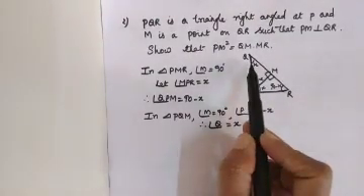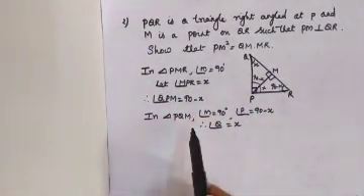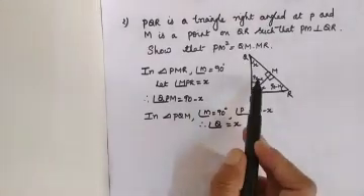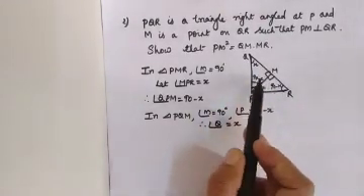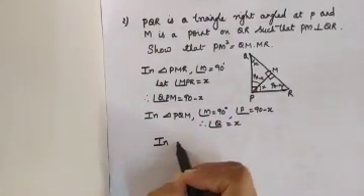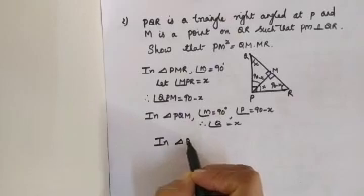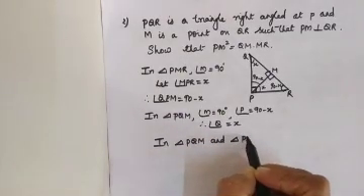So if this is 90 minus x, the other will be x. So you have got all the angles now here. Now you have to take these two triangles and prove that they are similar. Which two triangles will you take? In triangle PQM and triangle PMR.